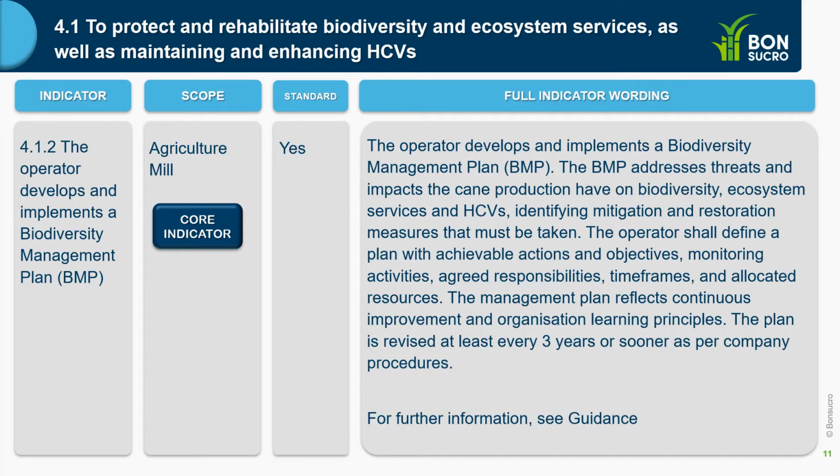The second one, or 6, is 4.1.2. The operator develops and implements a biodiversity management plan. So that plan needs to include the threats and impacts the cane production has on biodiversity and ecosystem services. Of course, the mitigation and restoration measures that must be taken, and of course a plan, as all the plans in the Bonsucro Production Standard, with objectives, monitoring activities, agreed responsibilities, timeframes, and allocated resources. That plan also needs to have continuous improvement and needs to be revised at least every 3 years.